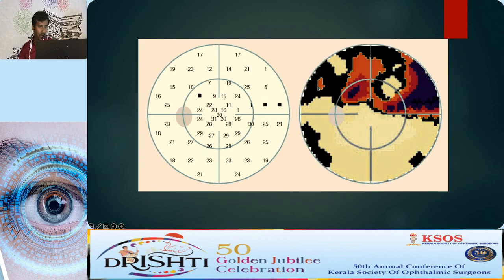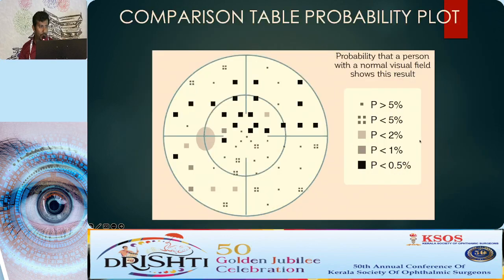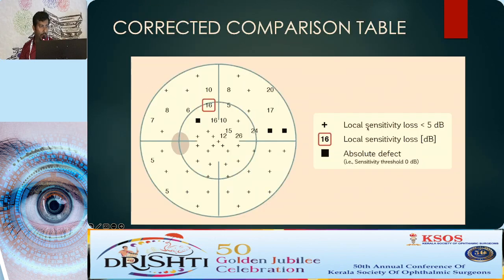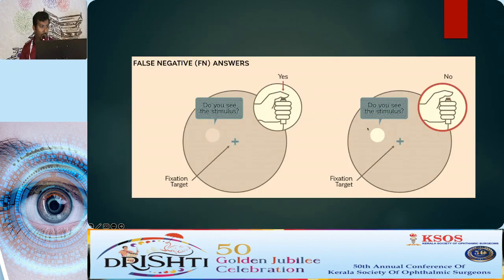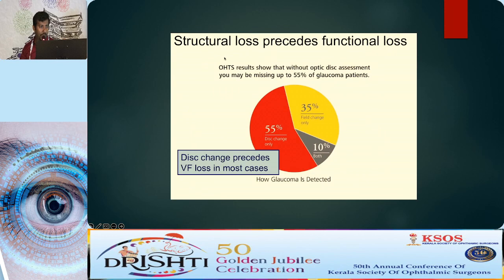And this is the raw data, and this is not a grayscale, this is a color map. And you get the difference, and that is what is sensitivity loss. Okay, so that is what it looks like, and it gives you the Bebie curve so that you can see the defect curve there. We'll go on to OCT quickly, because visual field has poor repeatability and reliability.